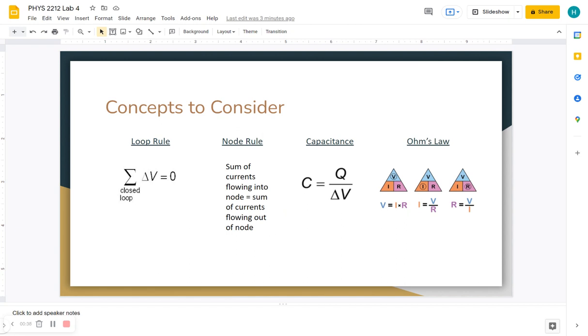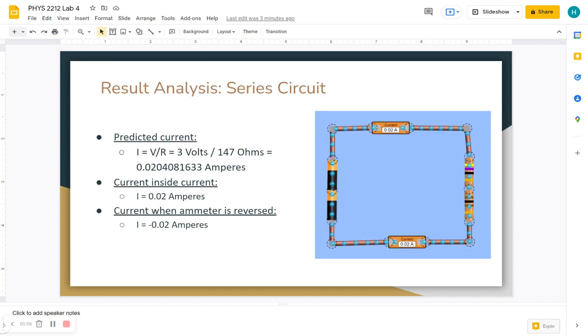So some concepts to consider: the loop rule. First, all potential differences sum to zero. Then we have the node rule: the sum of the currents flowing into a node equals the sum of currents flowing out of the node. And we have the capacitance formula, charge over delta V. And we have Ohm's law, which is that V equals I times R, or some variation of that.